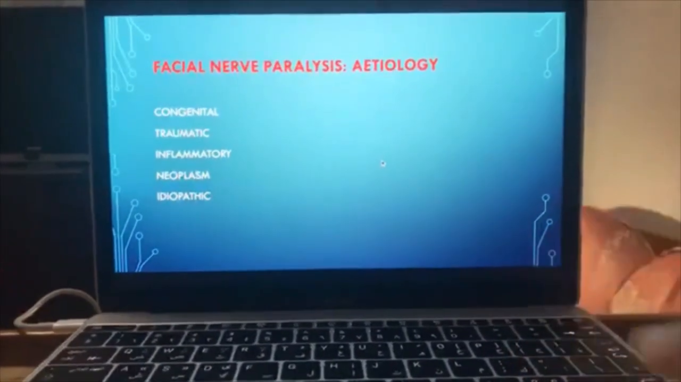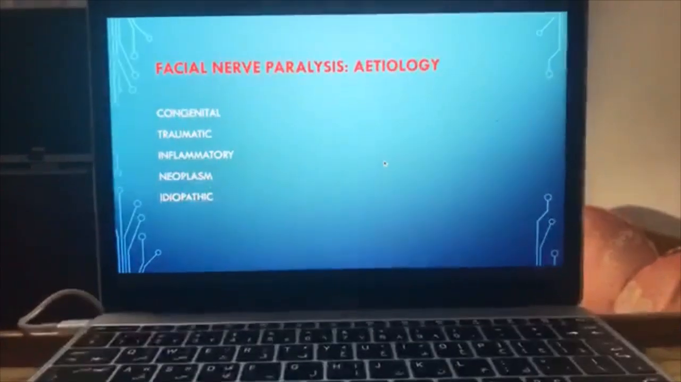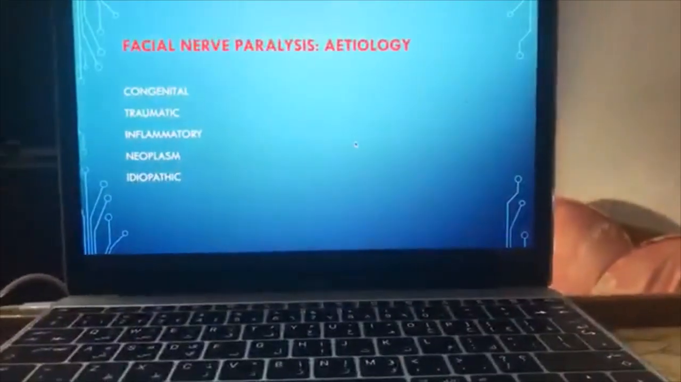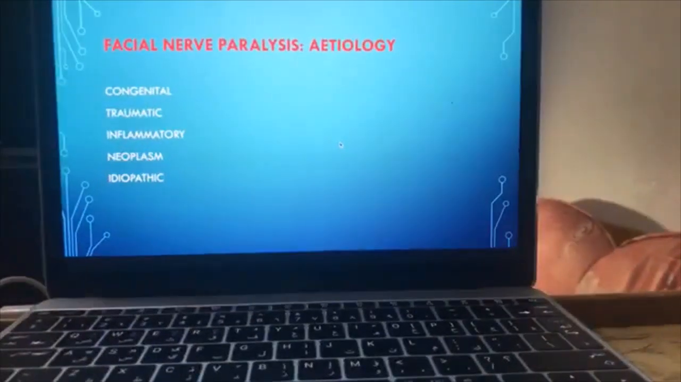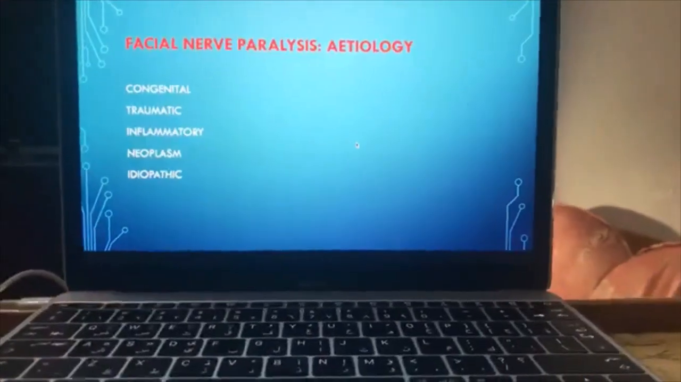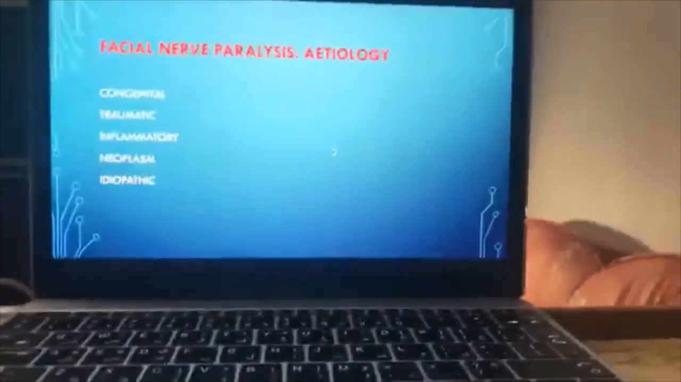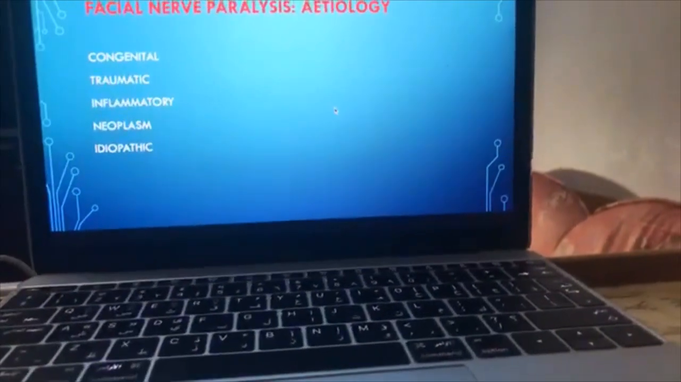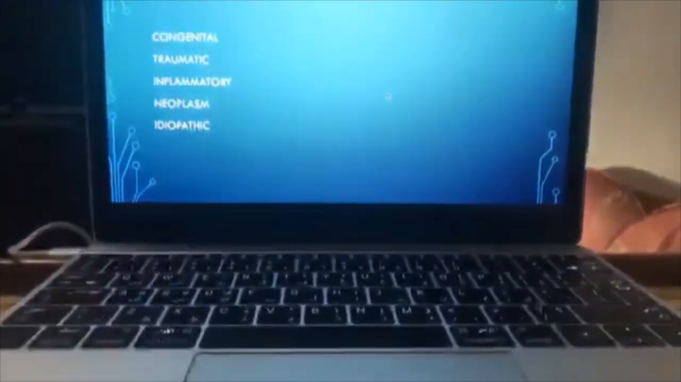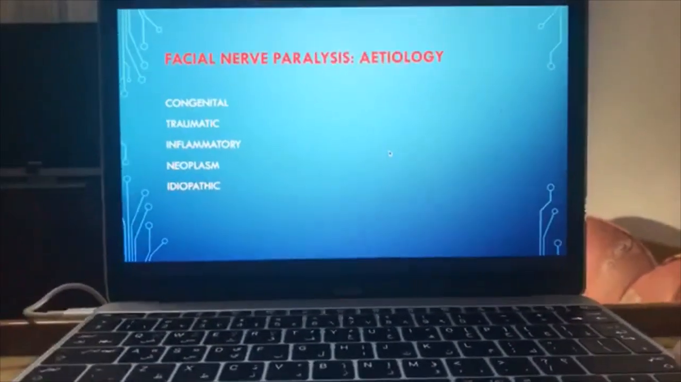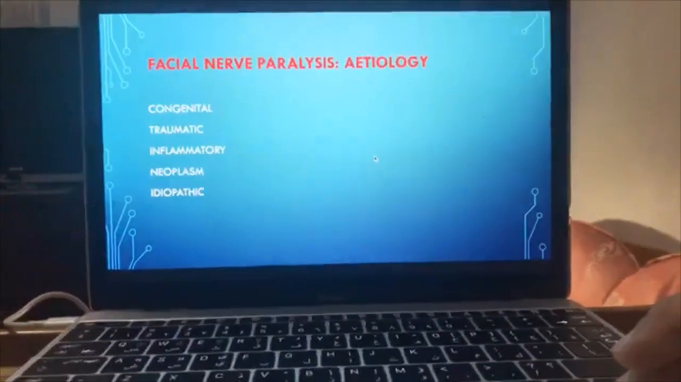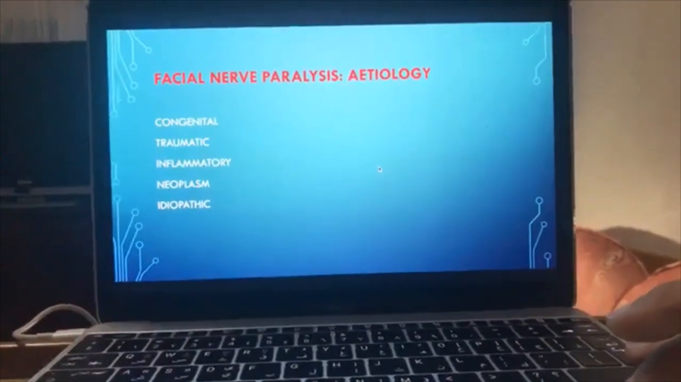As for the causes of facial nerve palsy, there are several causes, as we all know, either congenital or traumatic, inflammatory, and neoplastic lesions, as well as Bell's palsy, known as the idiopathic facial palsy.